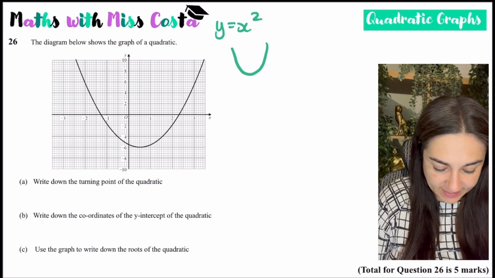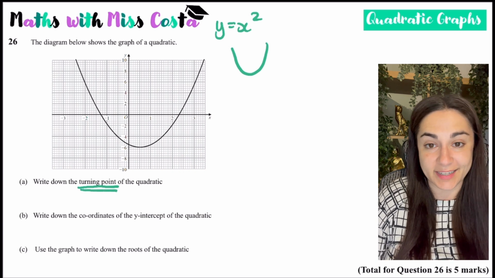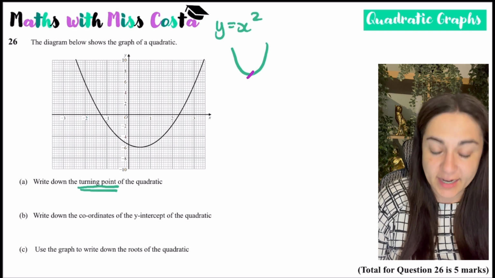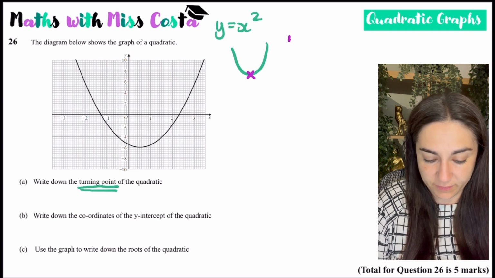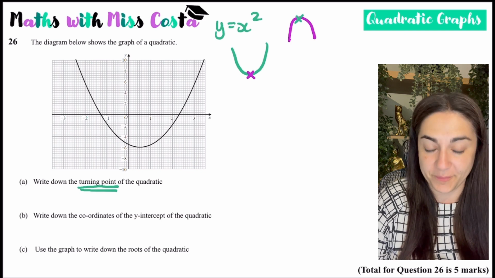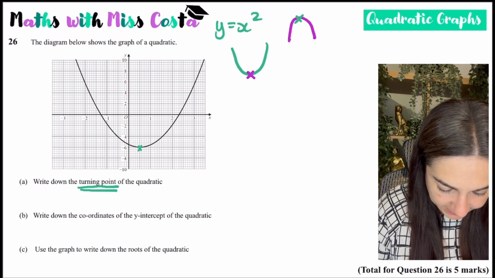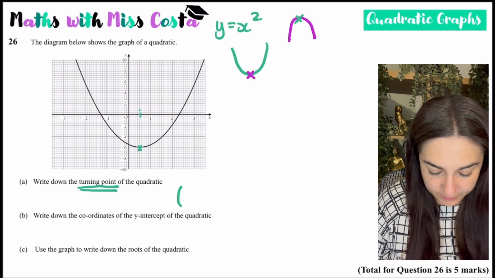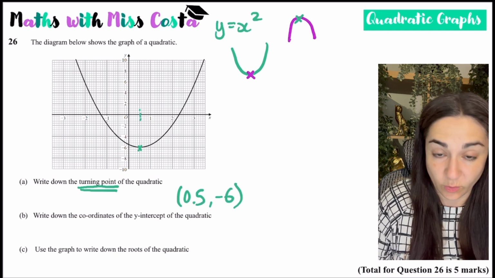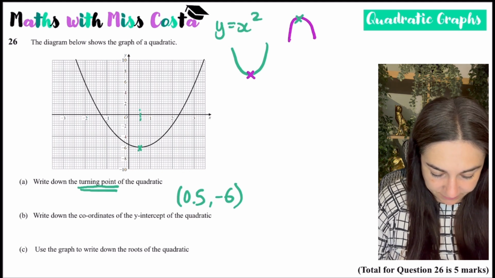So first thing is, it asks me to write down the turning point of the quadratic. Now the turning point of a quadratic is as simple as it sounds. It's literally the point at which the graph turns. So it's either going to be this point here, or if the graph is like this, it's going to be that point there. So what we want to do is identify the turning point, which is over here. So the coordinates of that would be 0.5, minus 6, the x coordinate along the corridor, y coordinate up and down the stairs.